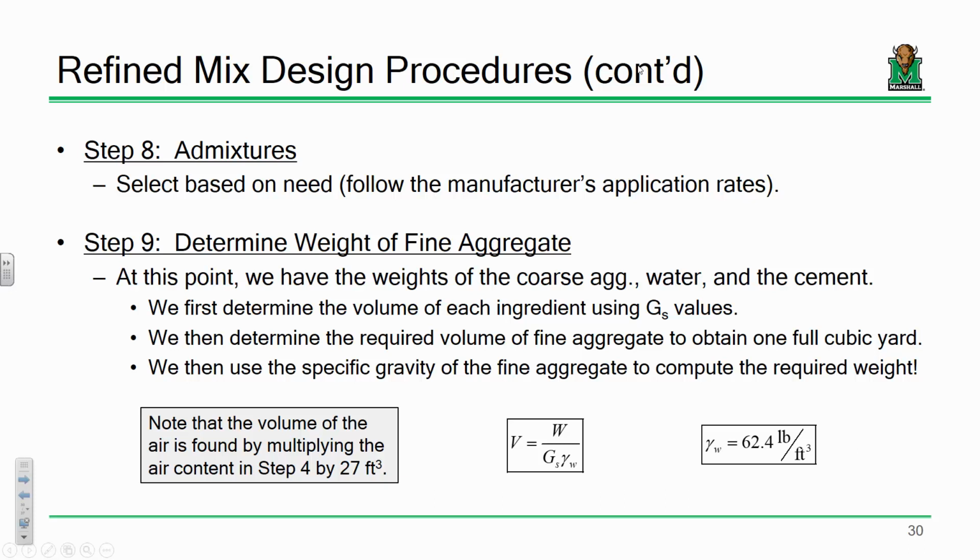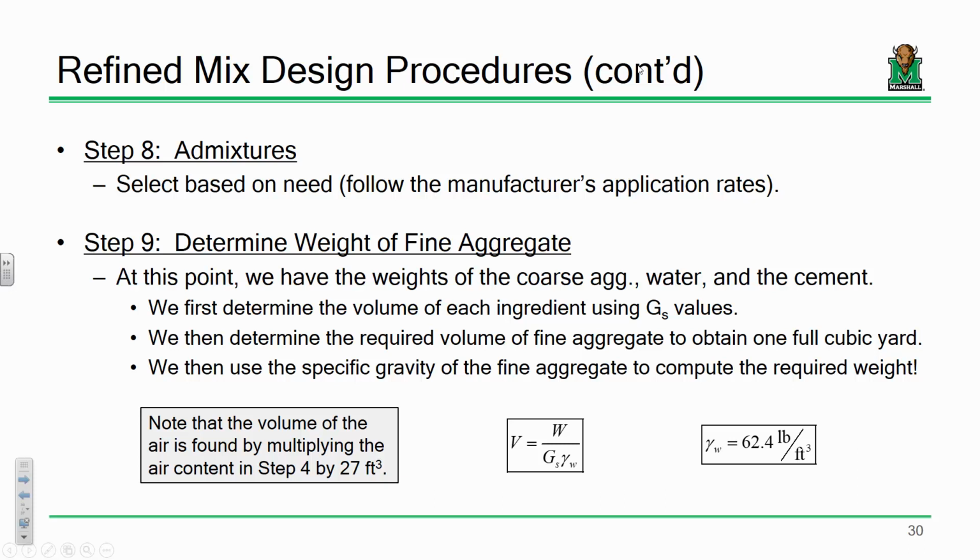We say that the volume equals the weight of a given component divided by its unit weight, which is just the specific gravity times the unit weight of water. And so what that's going to do is say, for each one of those ingredients, how much volume does that occupy? And once we determine that, we can determine how much sand, how much fine aggregate, we would need to add to that in order to achieve 1 full cubic yard. So that's where we account for the volume component at the end.